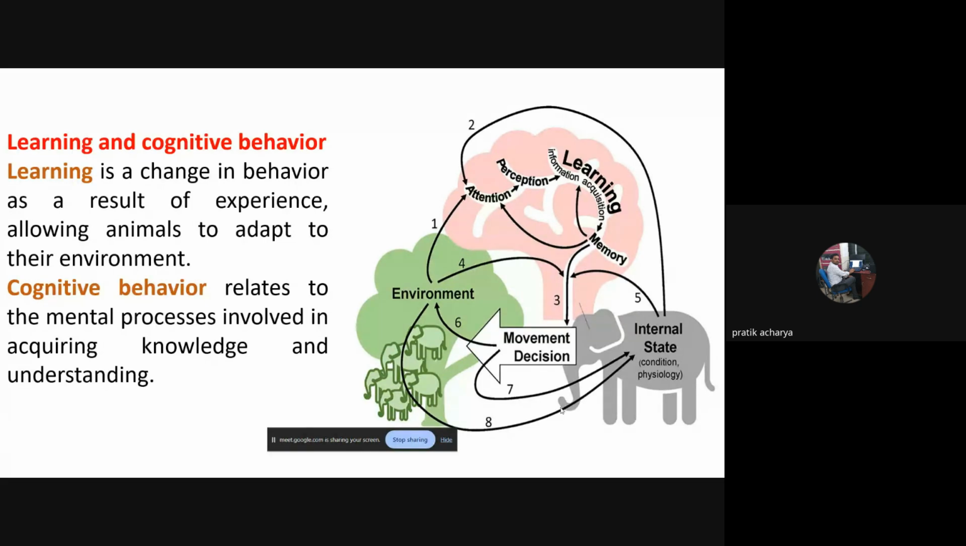And what is cognitive behavior? It relates to the mental process. What we learn, after learning what we observe, then after observation what kind of processes or interpretation are going on, that comes under cognitive behavior. So cognitive behavior relates to the mental processes involved in acquiring knowledge and understanding. This is the basic definition of these two, learning and cognitive behavior. Okay.